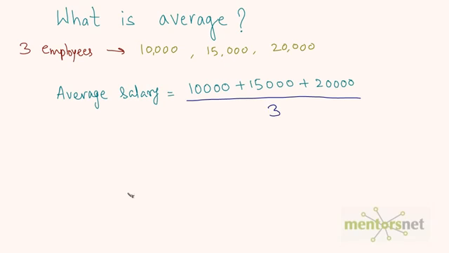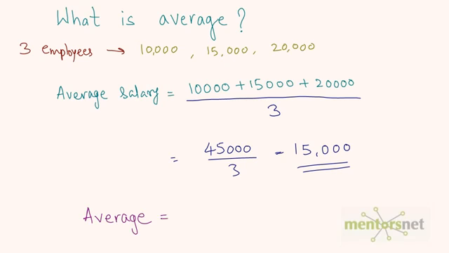So that's how we are going to get the average salary, which is equal to 10 plus 15 plus 20, which is 45,000, divided by 3, and that is 15,000. So 15,000 rupees is the average salary of these 3 employees. So let us write the basic definition of average. Average is equal to the sum of all the numbers divided by the count.